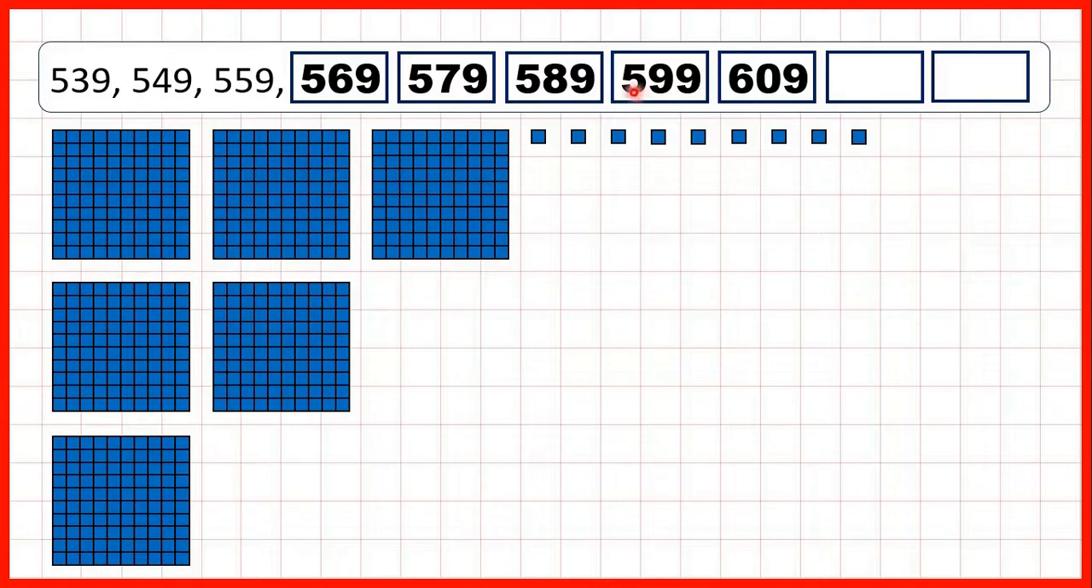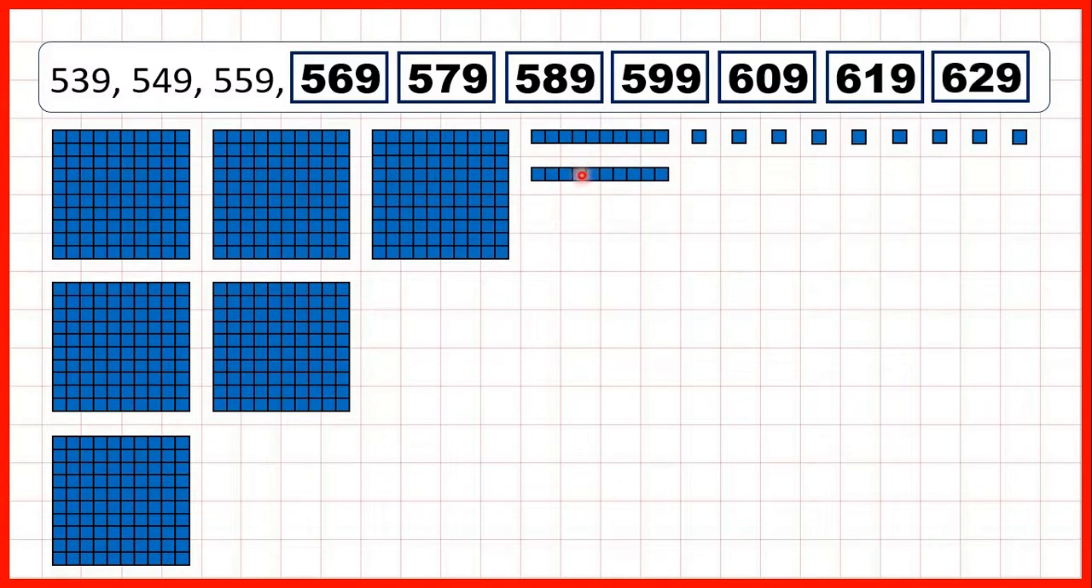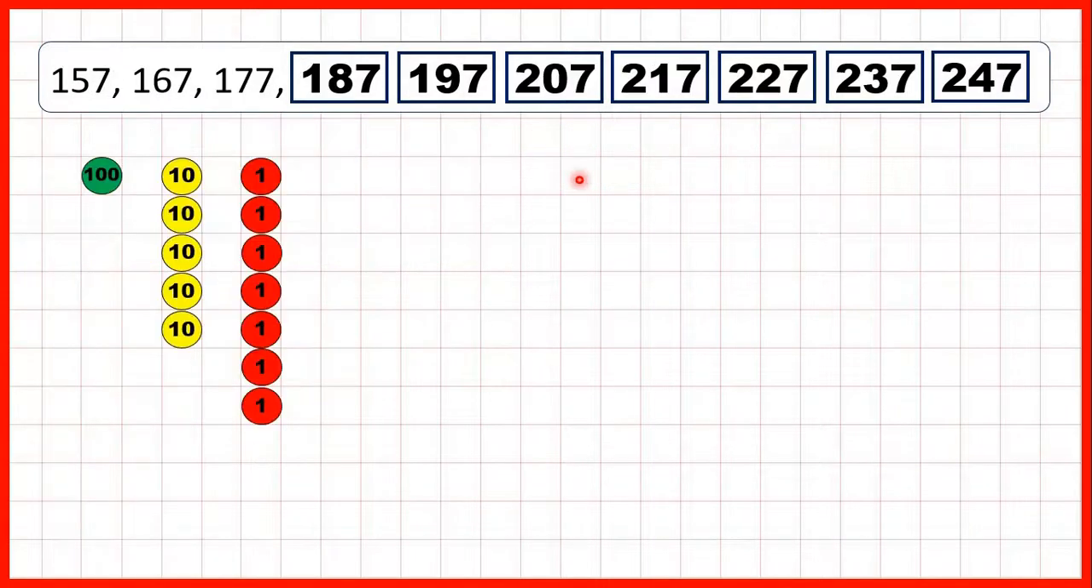So if we know that 1 more than 59 is 60, if we only look at the first 2 digits, we have 59 and then 60, but that means that 10 more than 599 is 609. So then we get 619, 629. We can also show the counting using place value counters.